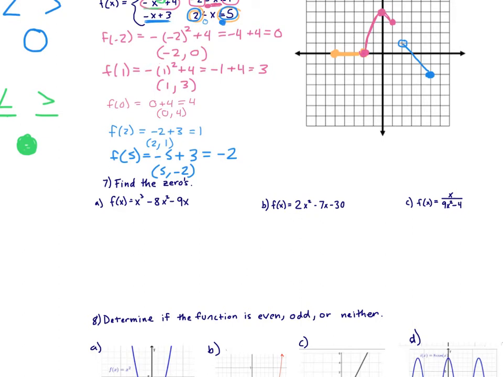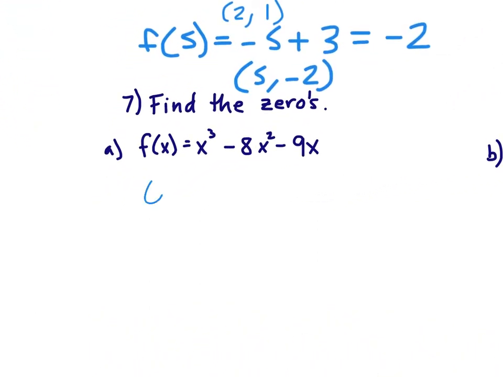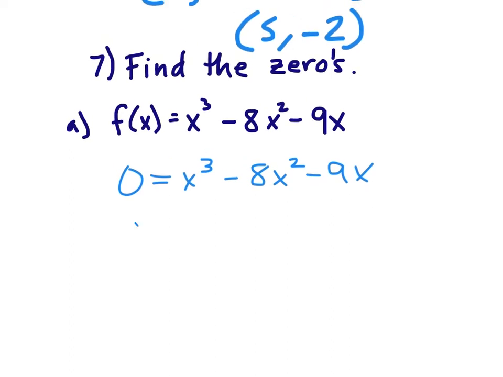All right. Number 7, we're finding the zeros. So here we set our f of x to 0. So this is going to be 0 is equal to x cubed minus 8x squared minus 9x. Now before we factor this, the best thing to do is just to pull out an x. So we take out an x from everything inside, and we're just left with x squared minus 8x minus 9. And now we can factor everything inside. So we need 2 factors of -9 that add to give us -8. So this would be -9 and 1.